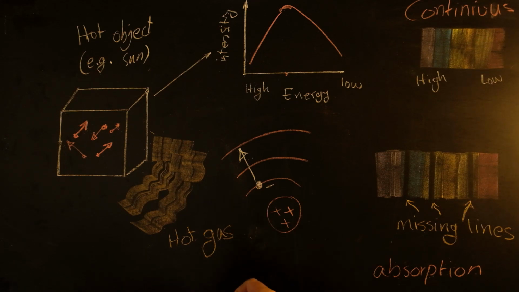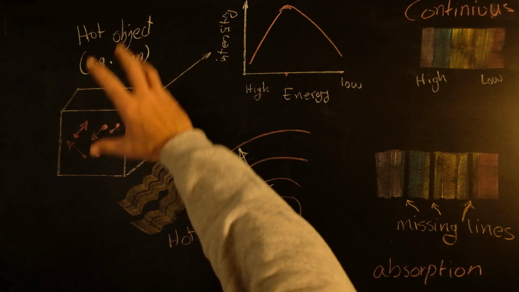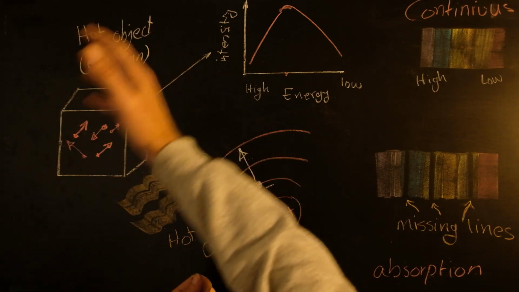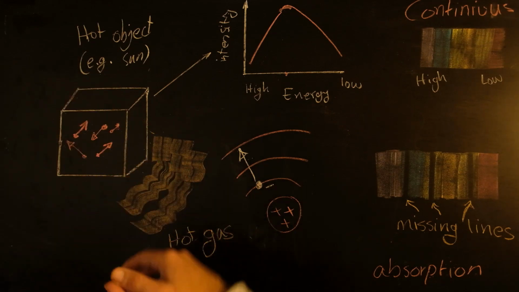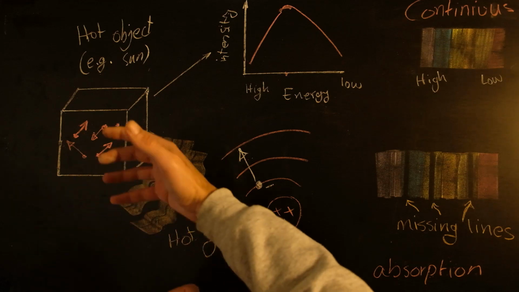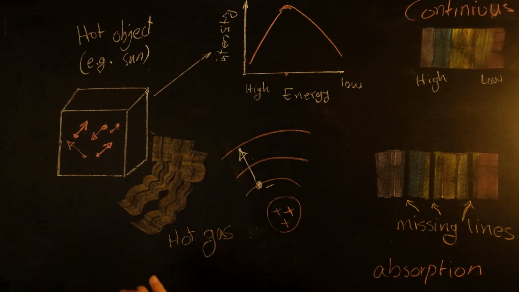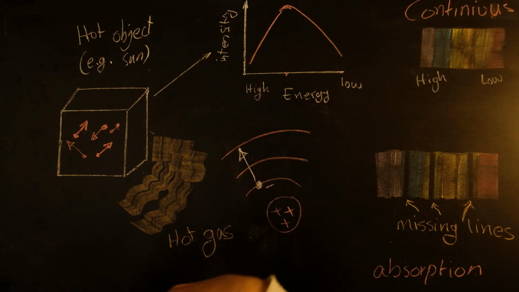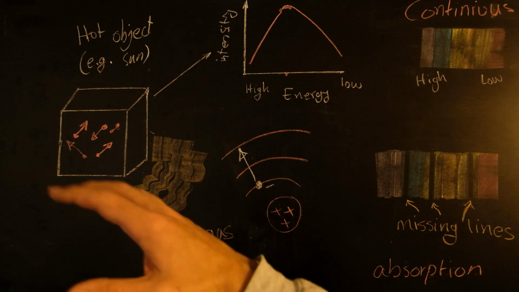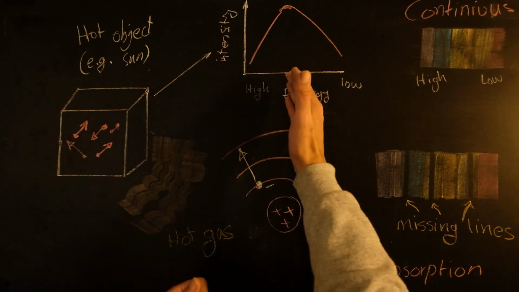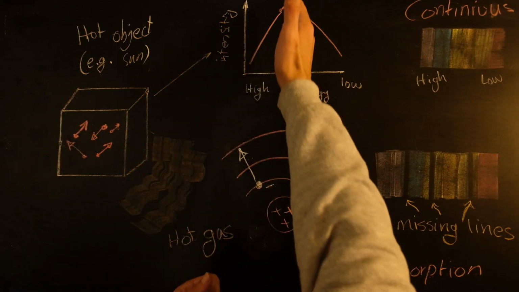Okay, now let's look at this interesting case. This is another case. Okay, now we have a hot object, in this case like the sun. Because this is very high temperature, particles are moving very fast. But most of them have the same energy. What happens in this case, they collide, they produce photons. Because most of them have the same energy, you will see one common energy at the highest intensity.